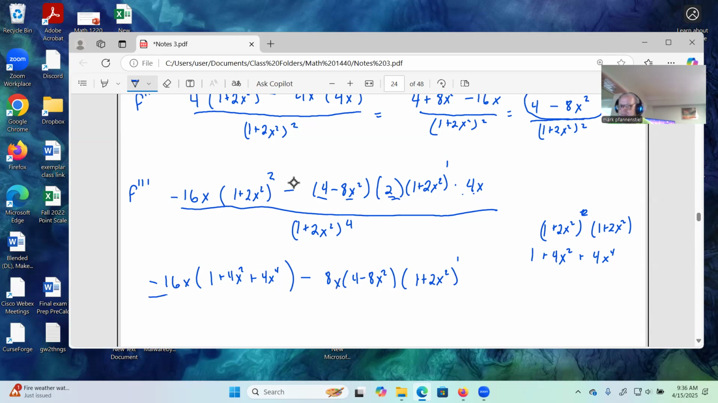All right, and then all of this is going to be over. And we're definitely not multiplying out this bottom. Don't ever multiply out the bottoms if you can, if you have to. And this is going to be squared, squared. So instead of 1 plus 2x squared to the fourth power, this is going to be squared. So 4 times 2 again is going to be 8. Okay, so we're going to be doing that.